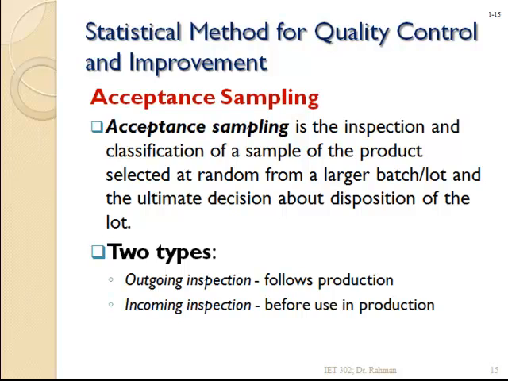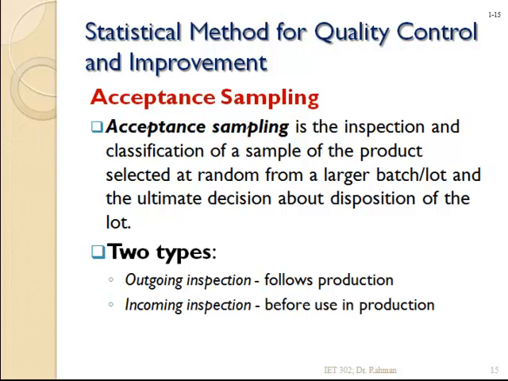The acceptance sampling is the inspection and classification of a sample of products which we select randomly from a larger batch or lot. When a larger batch or lot is delivered, before we accept or before we deliver, we need to take at random some of the parts from that batch and test them. Now we will know how many parts we have to take to judge whether this entire batch or entire lot is good or bad. So this is the science that we will learn.